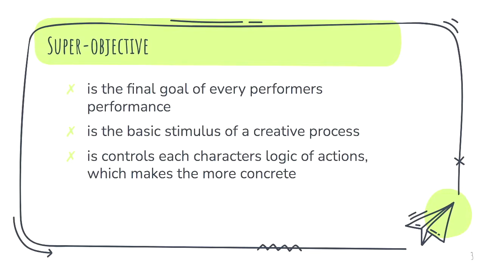This is the basic stimulus for the creative process and controls each character's logic of actions, which makes them more concrete. Logic of action is like why they do what they're actually doing. So when you're thinking about SuperObjective, just know that it's super, pun intended, important that you have it and that you are going towards your character's SuperObjective for the whole play.